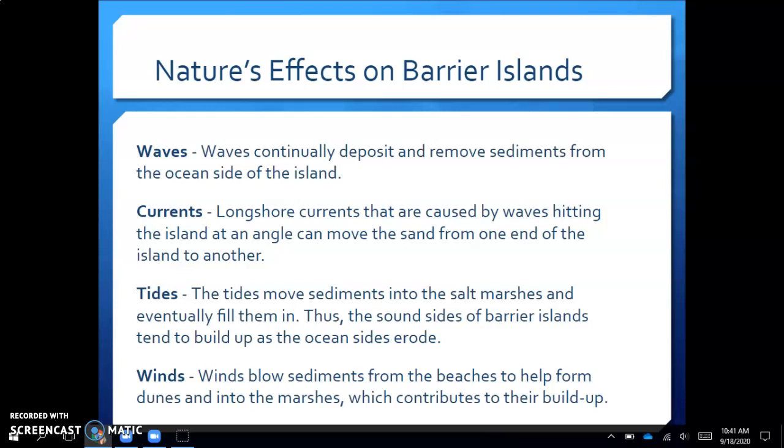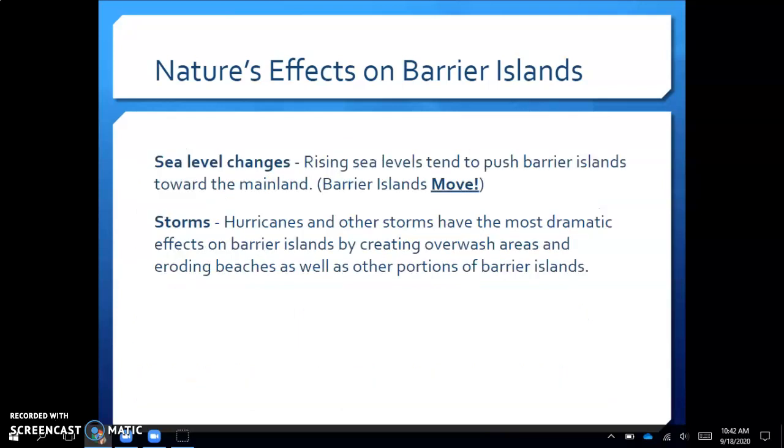Tides, so we learned about tides in astronomy and how they're controlled by the gravity of the moon and the sun. They can move sediments into the salt marshes and eventually fill them in. And thus the sound sides of barrier islands tend to build up as the ocean sides erode, meaning that the side that faces the lagoon can become larger while we have erosion on the ocean-facing side of the barrier islands. Winds will blow sediments from the beach to help form dunes and into the marshes, which contribute to their buildup. Dunes are actually very important because dunes also act as a buffer against storms and wind damage. So dunes are a good thing. You definitely want to have dunes on your beach.